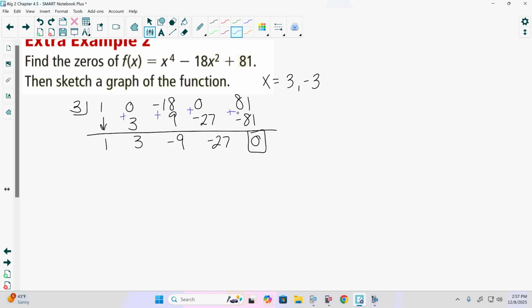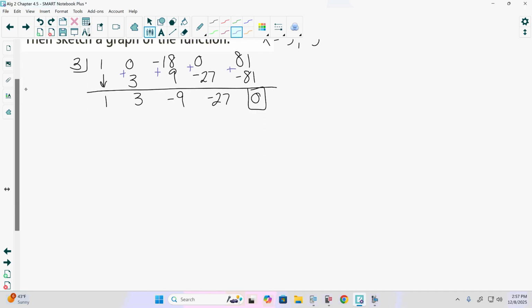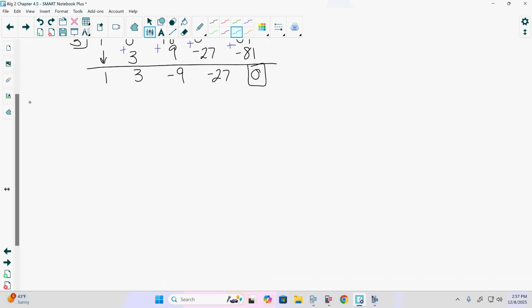All right, what number do we want to do next? Negative 3, because that is one of the other solutions we got, yes? 3 times negative 1 is negative 3. 3 plus negative 3 is 0. Negative 3 times 0 is 0. Negative 9 plus 0 is, well, negative 9.